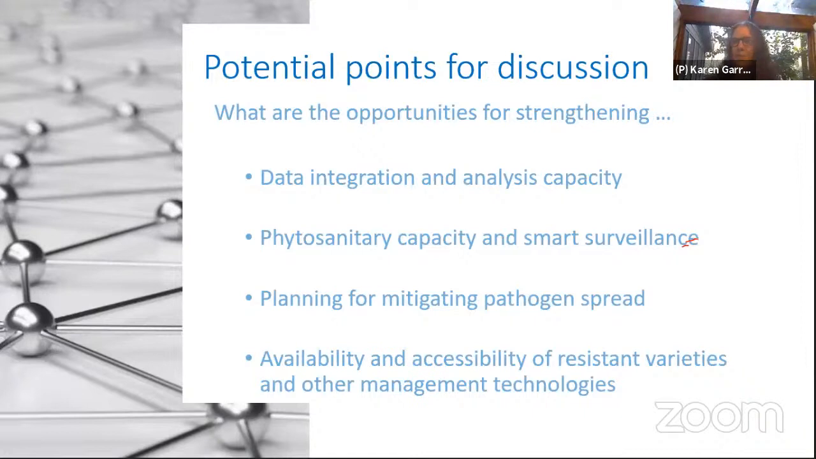And some final potential points for discussion, summing up some of these issues. We need to work on strengthening, through new opportunities for data integration and analysis, phytosanitary capacity, the ability to diagnose and formulate smart surveillance strategies, planning for mitigating pathogen spread, for example through scenario models, and finally, making sure that resistant varieties and other management technologies are available, accessible, and an affordable tool to farmers. So thank you very much.